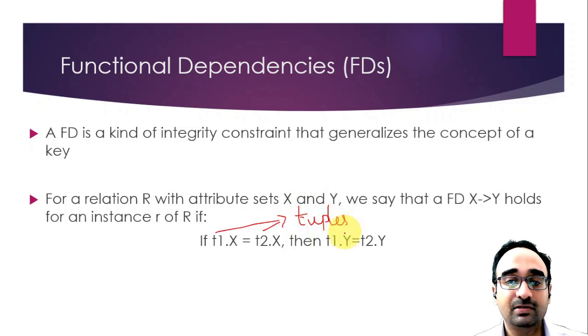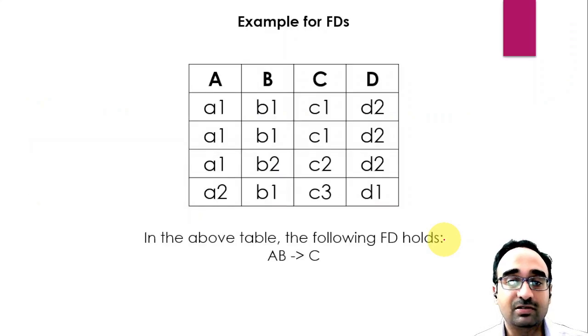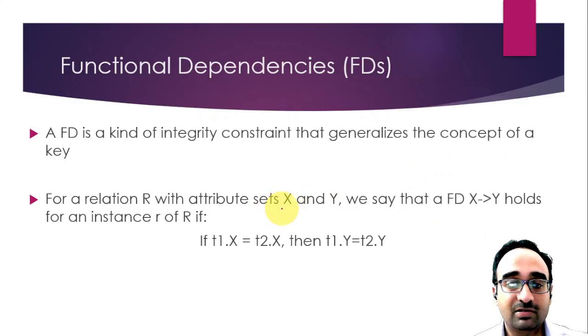Okay, so when do we say that there is a functional dependency from X to Y? Only when t1.X equals t2.X, then t1.Y should be equal to t2.Y. So this is the definition of a functional dependency. Don't worry, I will show you an example and I will explain this definition. So this is the example.